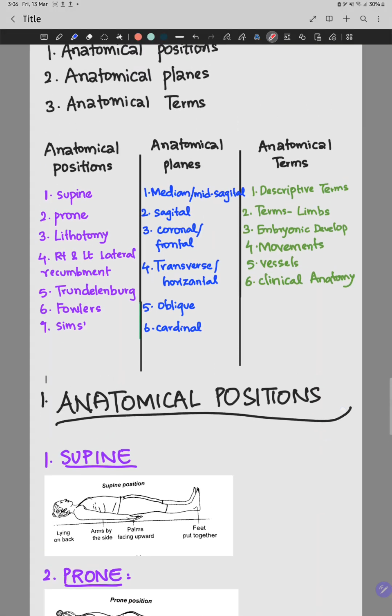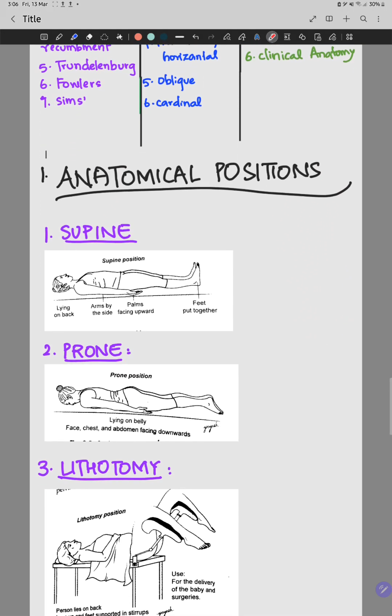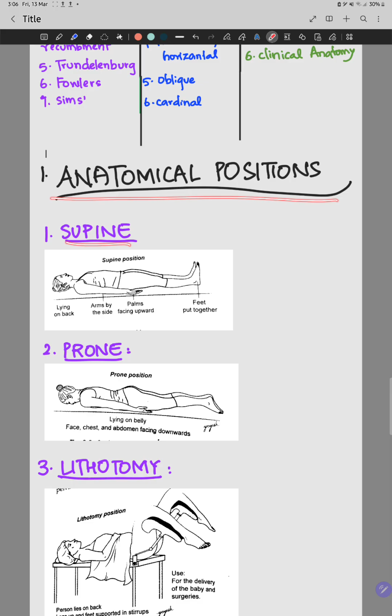Okay, coming to the first thing, that is anatomical positions. In anatomical positions, the first position is the supine position. I will tell you a trick to remember the supine position. Supine, up. We are going to see up. When we are supine, we will always see up. Our head will be facing upwards and we always see upwards. So the trick for the supine position is seeing the upper side. The head will be facing upward, palms facing upward, all upward it's going to face. Feet put together, arms by the side and lying on the back. We are going to lie on the back.